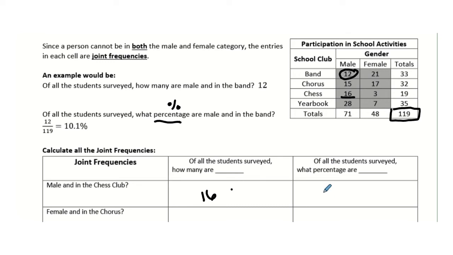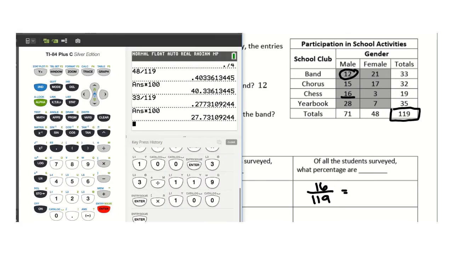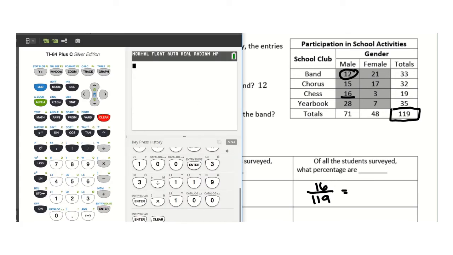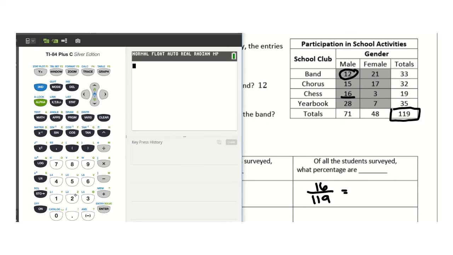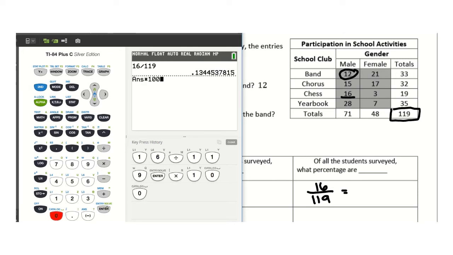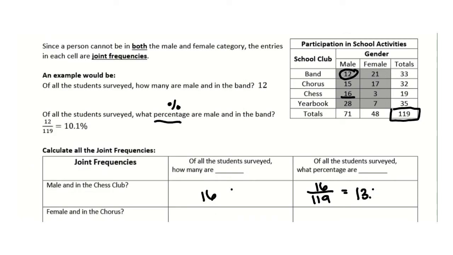Of the students surveyed, what percentage are male and in chess club? So that's 16 students out of the total number of students surveyed, which is 119. So let me clear this all out. So 16 divided by 119 multiplied by 100 is 13.4%.